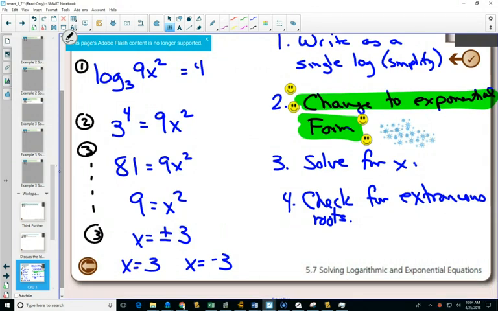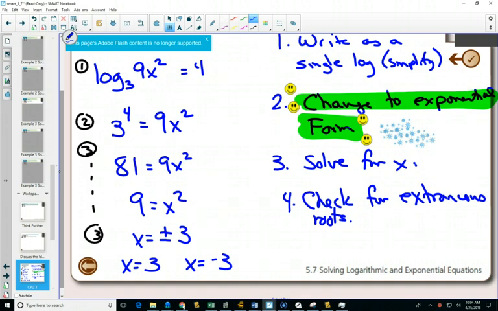Check for extraneous roots. We're going to add something to that on the left. What does it mean for an extraneous root? What is an extraneous root? An extraneous root is when you get an answer that appears to work because you did all your math right, but when you check it, it actually doesn't work. In this case, the -3 is going to be an extraneous root.